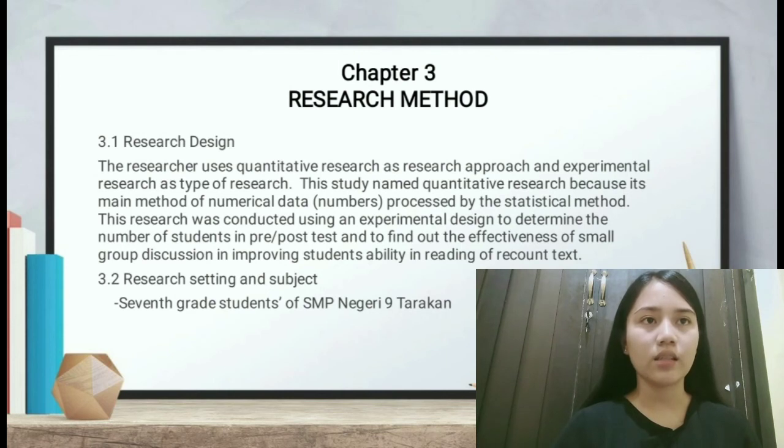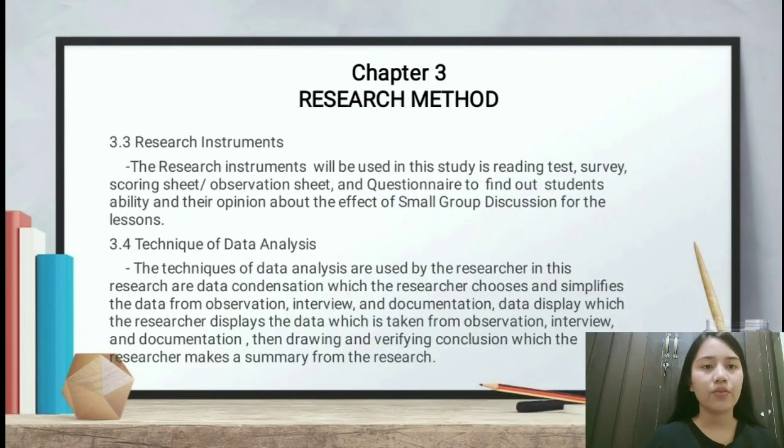The second is research setting and subject. 7th grade students of SMPN 9 Tarakan. The third is research instrument. The research instruments used in the study are a reading test, survey, scoring sheet, observation sheet, and questionnaire to find out students' ability and their opinion about the effect of small group discussion for the lessons.